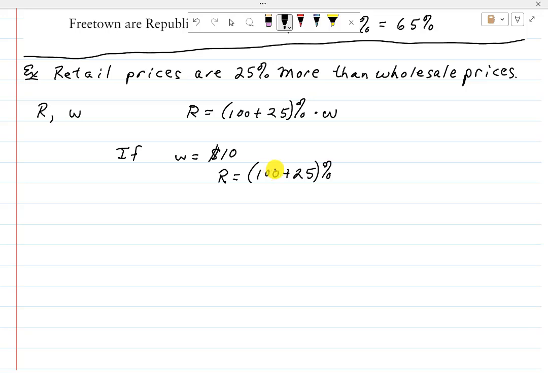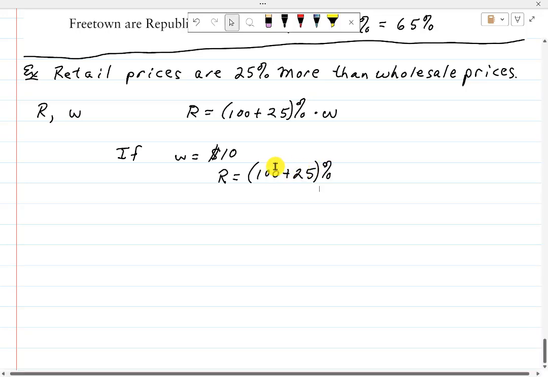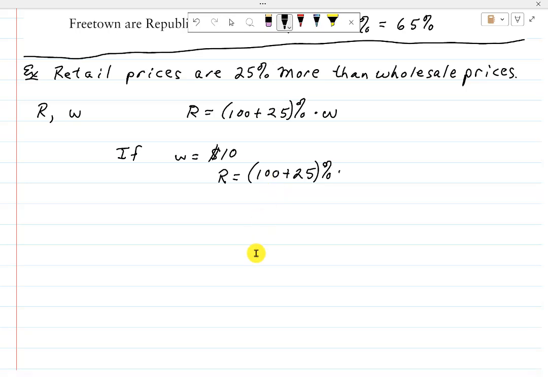Remember, this is a percent. Now this is actually adding something, so we are increasing the value here. And W is our wholesale price. So let me put it in terms of decimals and what W is. This is simply going to be 1.25, and W equals 10. And you'll see that this equals $12.50.